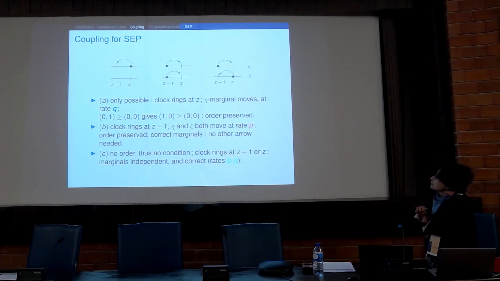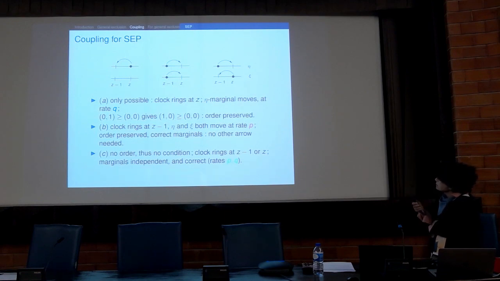And you see also here something which is important, the evolution of discrepancies for the system. So what is a discrepancy? A discrepancy is a site where you have one particle for eta and no particle for xi, or the opposite. And what you see on the left drawing is that when the particle jumps, the discrepancy moves from z to z minus 1.